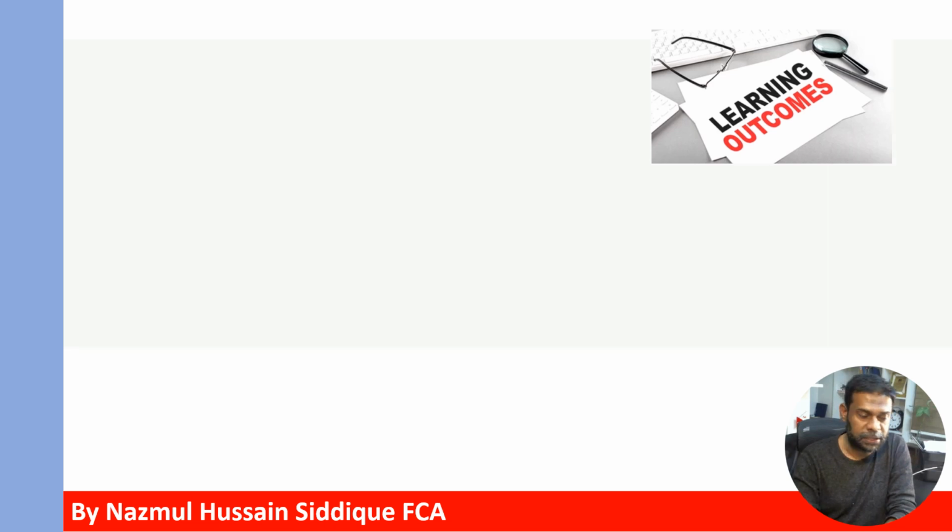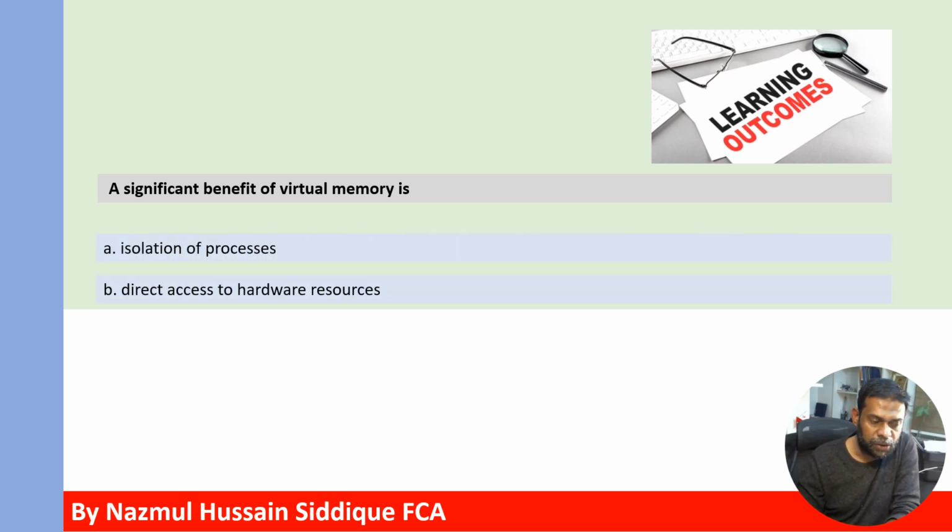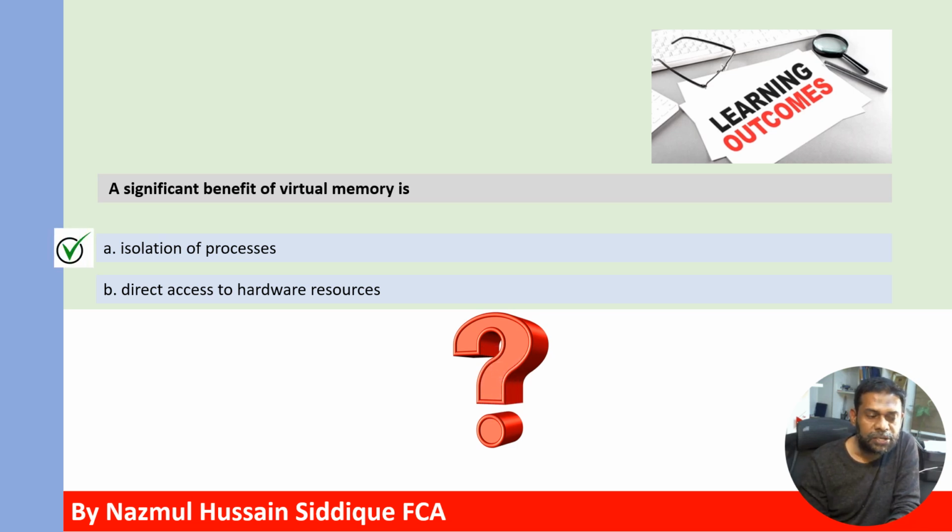Now we shall test our learning outcomes. Number 1, a significant benefit of virtual memory is isolation of processes or direct access to hardware resources. Which one is the significant benefit of virtual memory? The correct answer is A. Isolation of processes is a significant benefit of virtual memory.